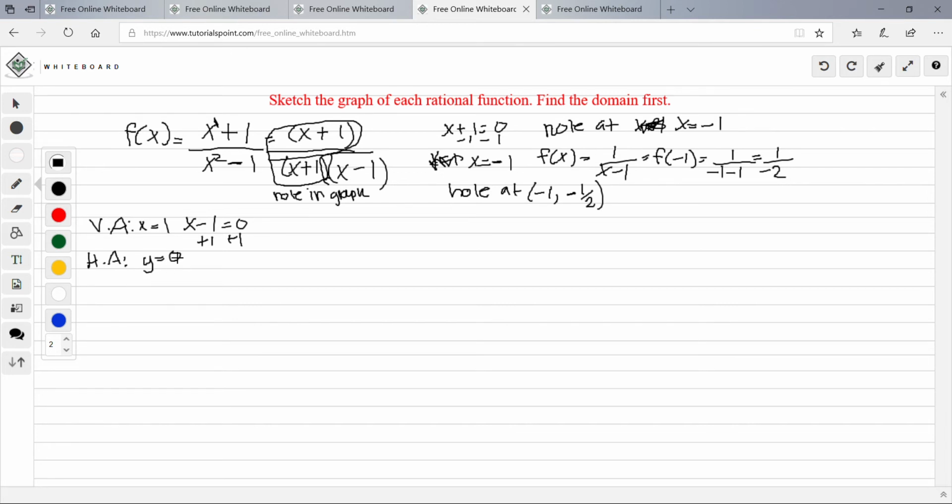Okay, is that all we need to know? Yes, and now we can start graphing. So we have our VA, horizontal asymptote, and our hole point. Sorry, that was not really nice.